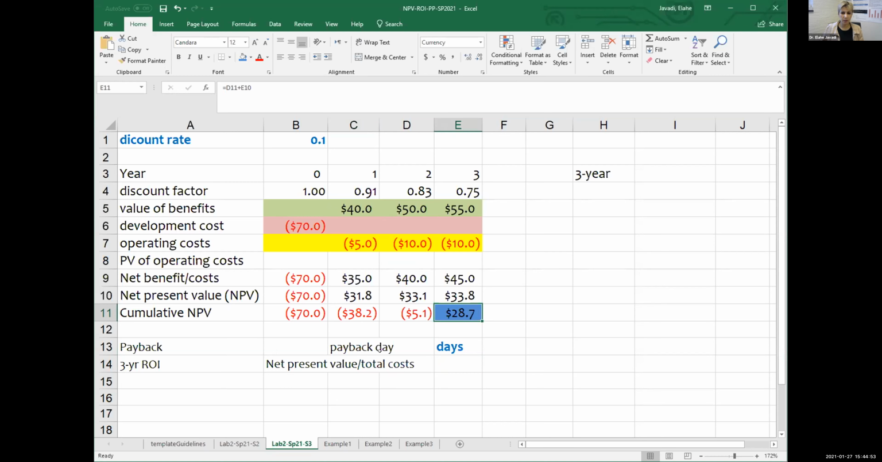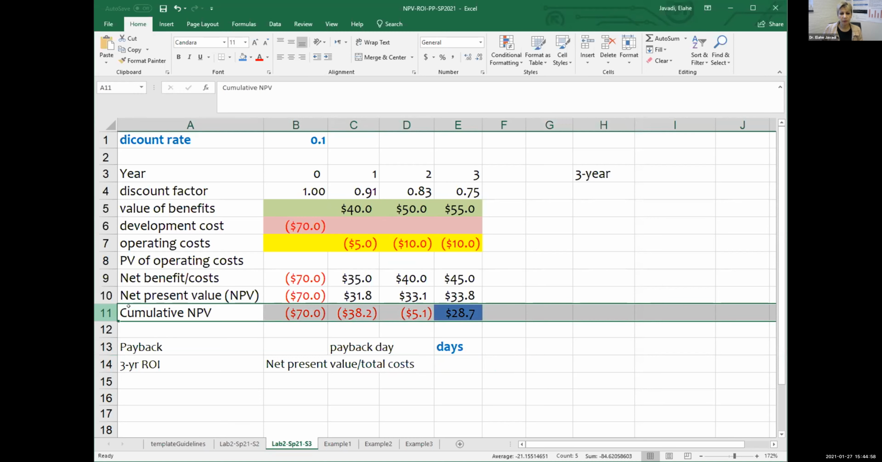So today I'm going to start with payback period. For the payback period, I'm going to stay on this row, cumulative NPV, and scan it.